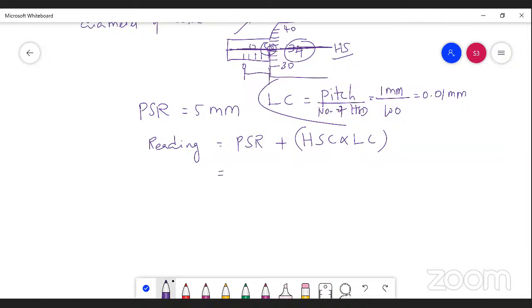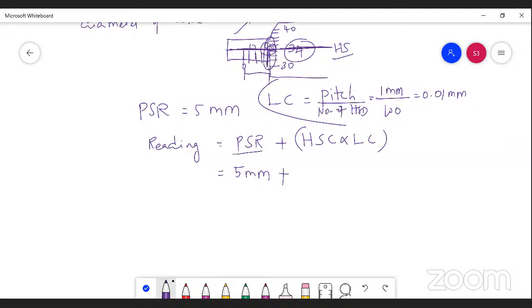What is the pitch scale reading? Pitch scale reading is 5 millimeter. In the given diagram, this is 1, 0, 1, 2, 3, 4th. The 5th line is coincidence. So pitch scale reading is 5 millimeter, which means the circular scale is rotated almost 5 turns. The screw moved by 5 rotations. That's why the pitch scale reading is 5 millimeter.